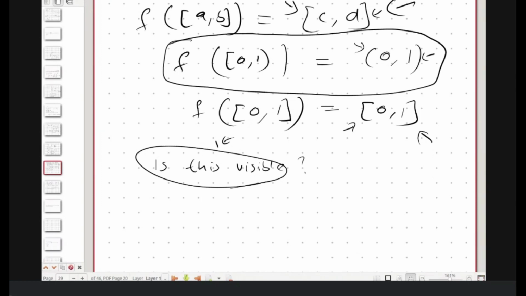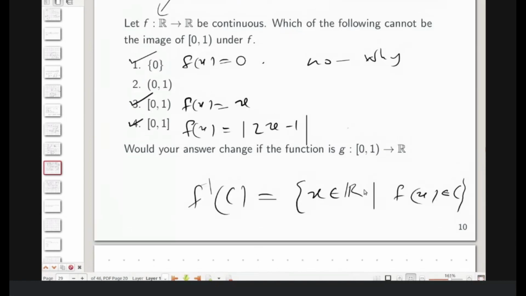And this essentially shows that it is not possible to have open 0, open 1 as the image of closed 0, open 1, if f is a continuous function from R to R. And it actually happens that in case it was a function g from closed 0, open 1 to R, if we didn't have the whole R, this is also possible. So that's something for you to think about. If you get it, good. Otherwise you can get help from some of your friends or seniors.